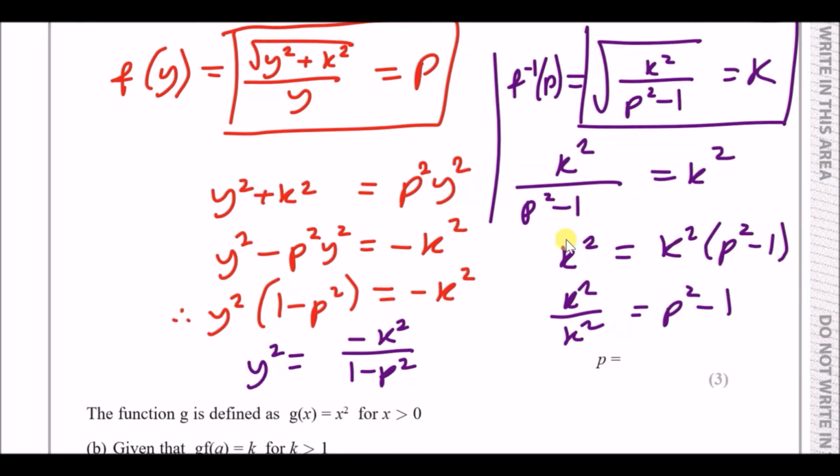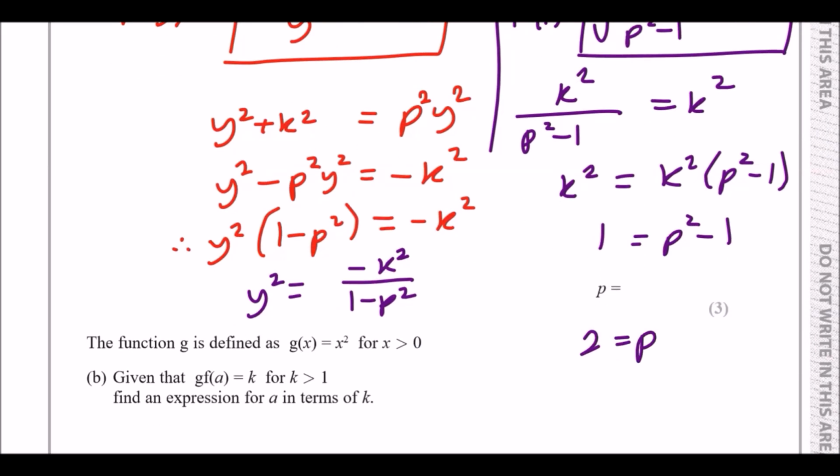Now k squared over k squared cancels out. You're just left with 1. So let me just put that as 1. And lastly, now you can plus 1 across. So you can get 2 equals p squared. And then you square root both sides, you get p equals plus minus root 2.